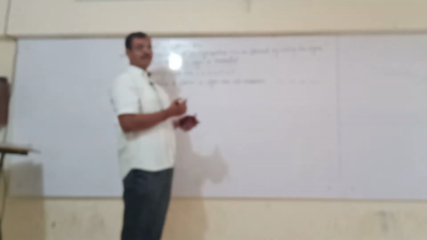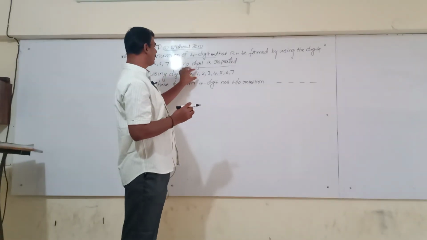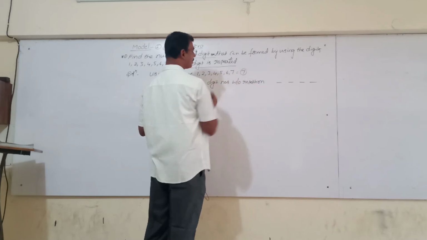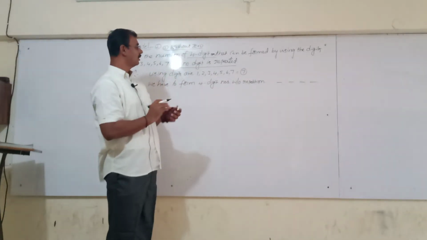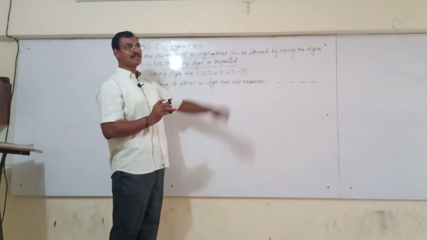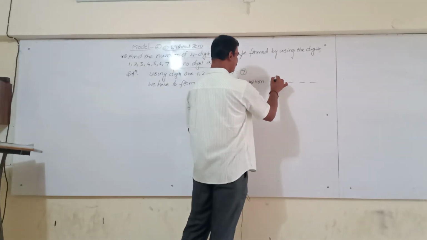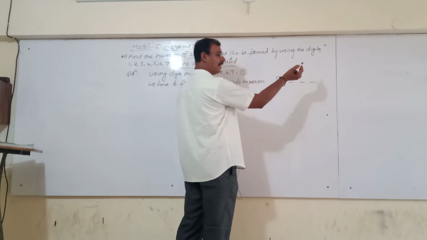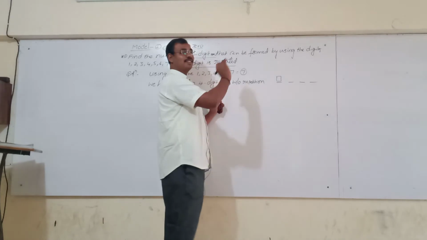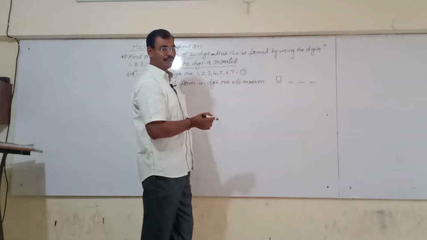How many ways? I ask you, how many ways? The total number of digits, how many are there? Total is 7 digits. With these 7 digits, how many ways could I fill the first place? This is called the first place. I can start from either end, left to right or right to left, no problem. Since there is no primary condition, you can start from either end.